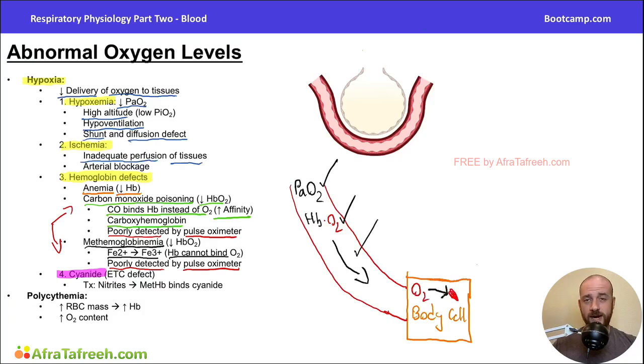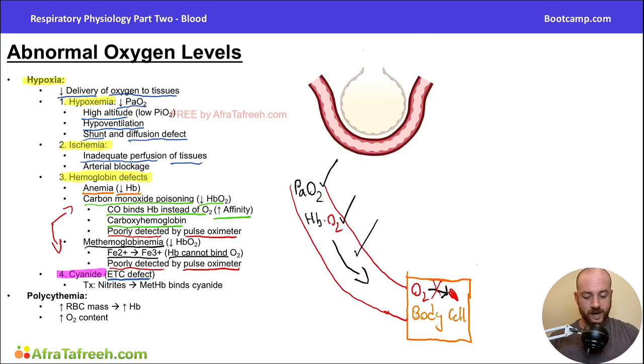So the defect in cyanide poisoning actually doesn't involve the blood. The defect is actually at the level of the body cells. When oxygen is already within the body cell, it can't be used by that poisoned mitochondria for aerobic respiration. And so the main defect in cyanide poisoning is an electron transport chain defect. And cyanide poisoning is very severe because it's an irreversible poison to the electron transport chain.